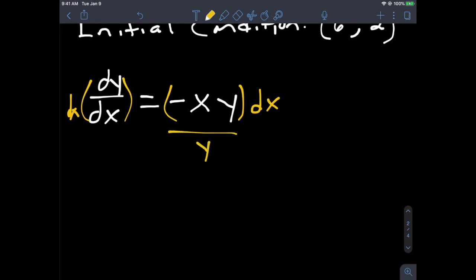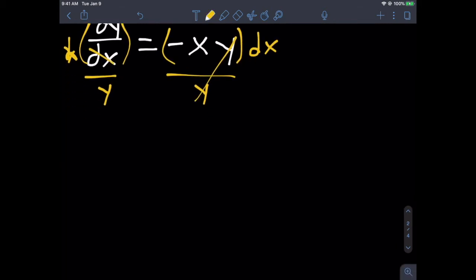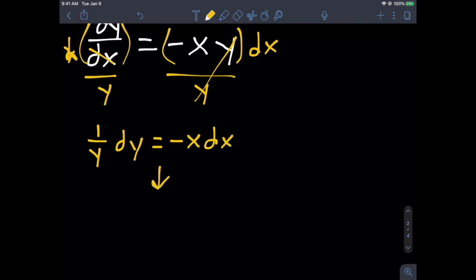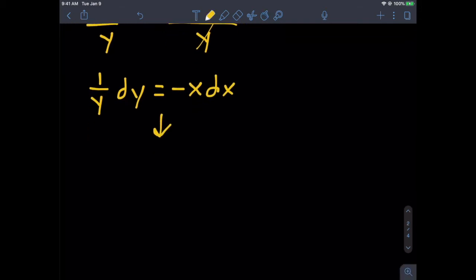Ooh, a little funky this time. And of course our terms will cross off again on both sides, and our next step is going to give us 1 over y dy equals negative x dx. And now that our y's are isolated, we can go ahead and jump into our integration step. And you know what that means.